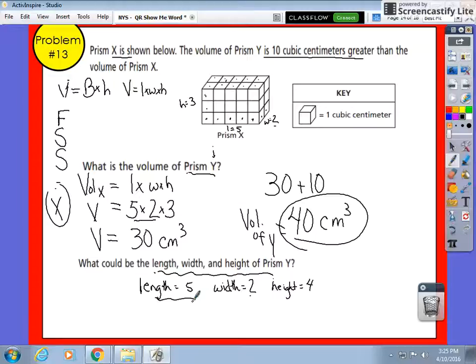I could take any three numbers though, and as long as those three numbers multiplied together to get 40, it would work. So for example, I could say that my length was 8, and my width was 5, and my height was 1. There was only one layer. Because 8 times 5 times 1 would also give me 40. But it's just asking for one combination, so I don't want to put down too many. This is definitely one that would work.